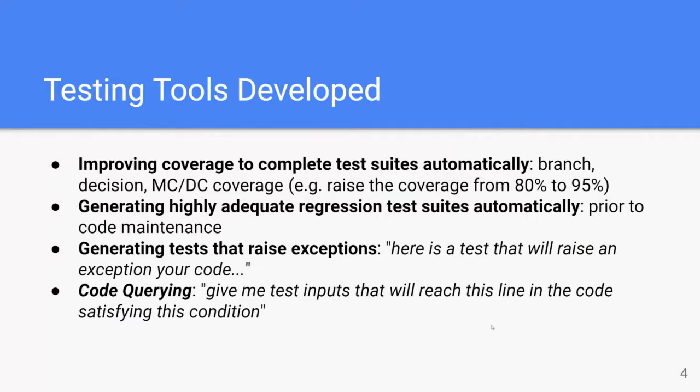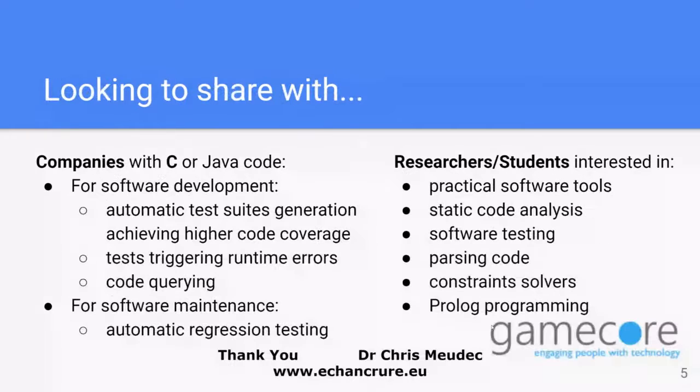Or code querying to help with development. A use case is: give me test inputs that will reach this line in the code satisfying this condition. So the developer would say, on that line, I want X to be equal to 25 and Y to be equal to 42. Give me a test that at the start of the function will actually reach that line with those constraints in mind. Okay, and we can generate a test to do that.